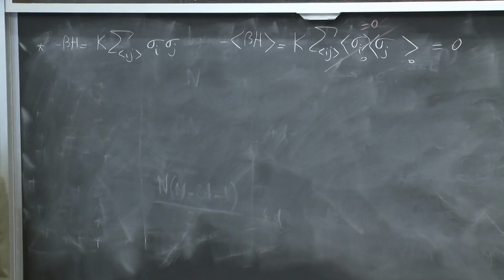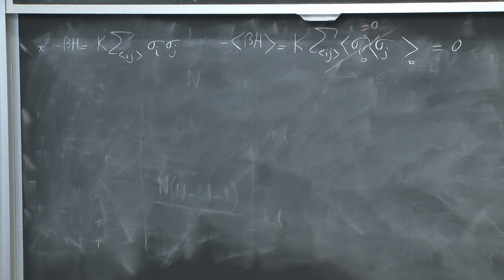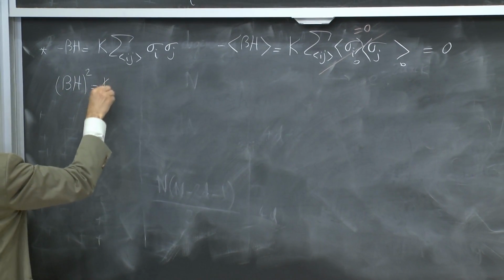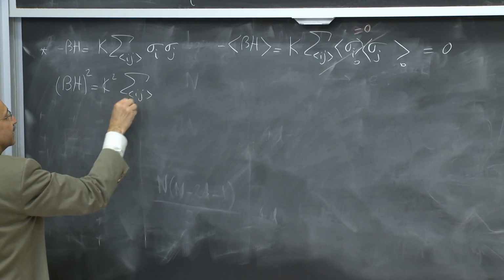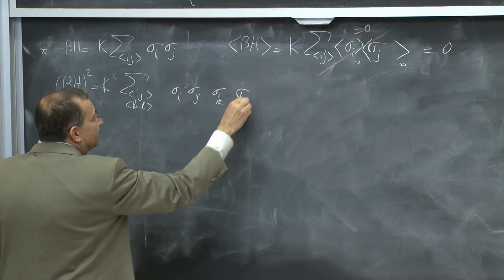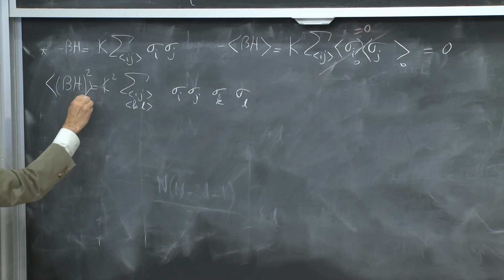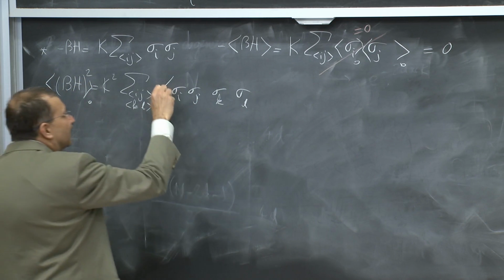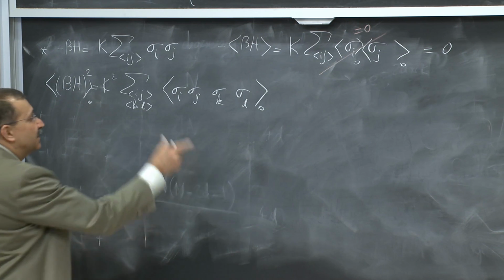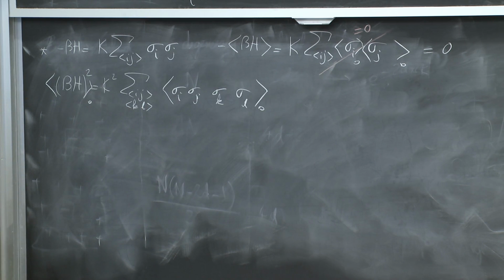Okay. So the first thing that can happen in that series, if I go to the next order: at next order, beta H squared would involve K squared, sum over i, j, k, l, sigma_i sigma_j sigma_k sigma_l. And I have to take an average of something like this. You would say, well, again, everything is 0. Well, there is one case where it won't be 0, if these two pairs are identical.